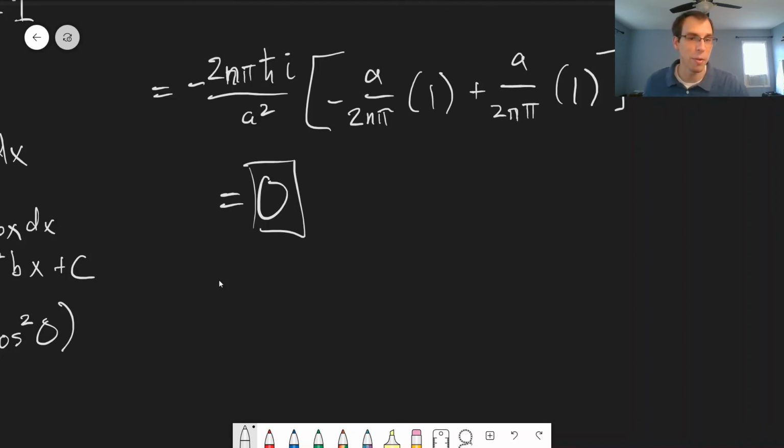So this is an example of how we can find expected values, average values, for observables that we don't have accurate information on from the eigenvalue equation.